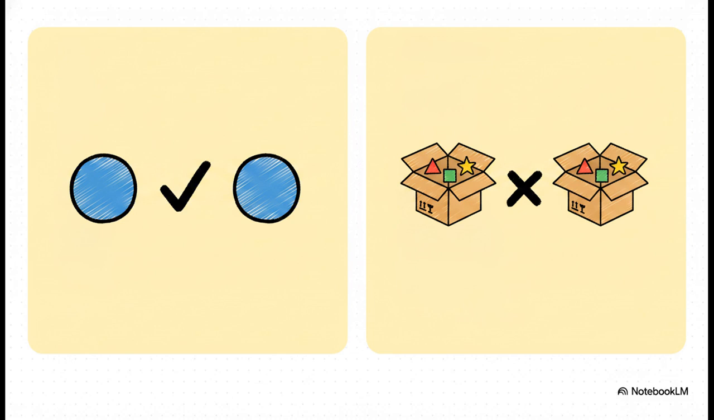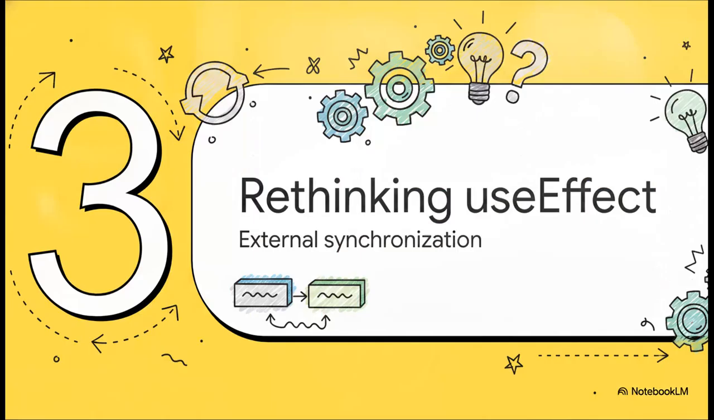So if you pass a newly created object into state, React just sees a brand new memory address, a completely new box, and it's going to trigger a re-render every single time, even if the data inside hasn't changed one bit.